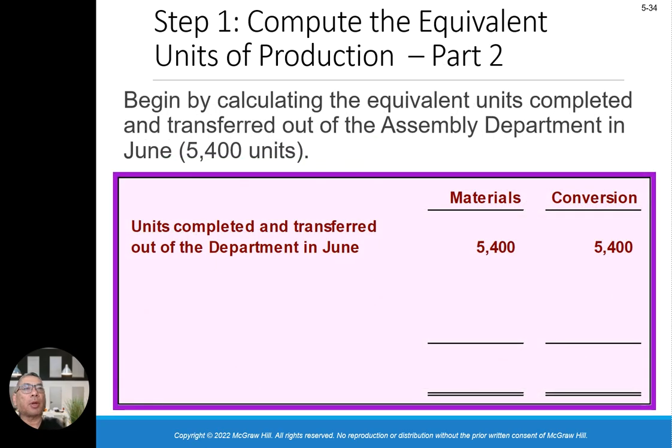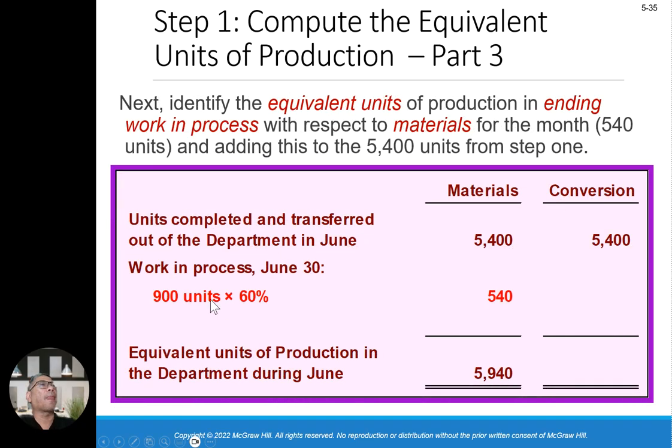So how are you going to calculate this? The equivalent units completed and transferred out of the department in June, 5,400 units completed and transferred for materials is 5,400. Conversion is 5,100. So how are you going to resolve this step by step? Work in process, June 30th. You have the equivalent production in ending work in process with respect to materials for the month, which is 540 units.